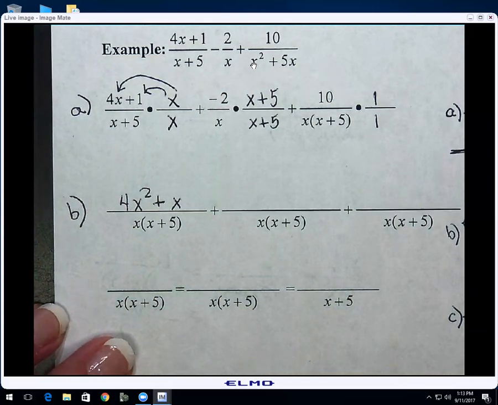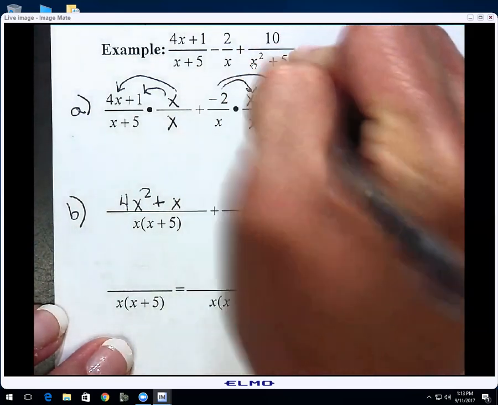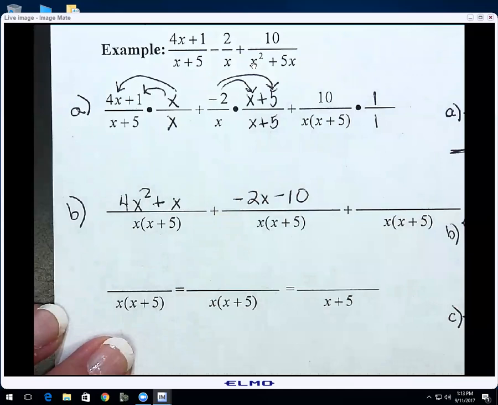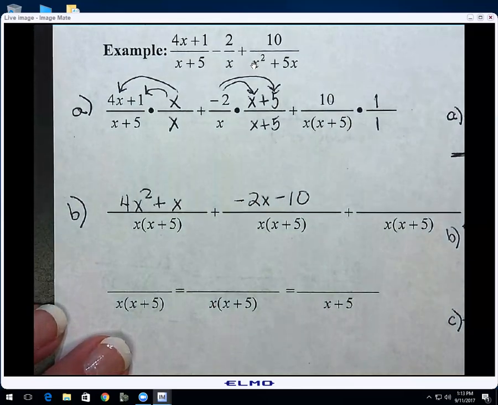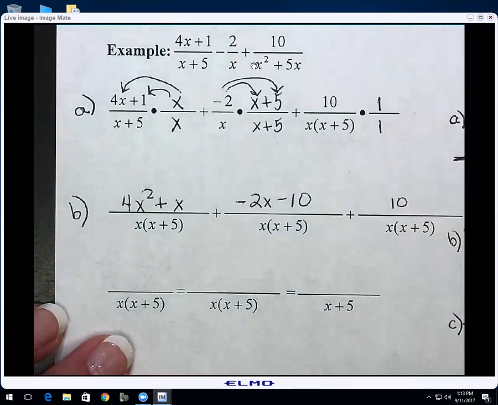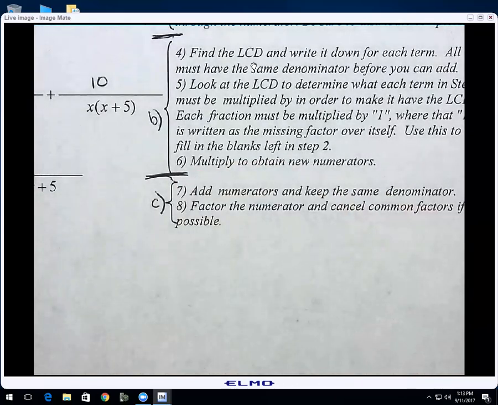What does the second numerator become? And make sure you distribute completely. Negative 2x minus 10. What does the third numerator become? It just stays 10. That's the end of step B. We've multiplied to get our new numerators.